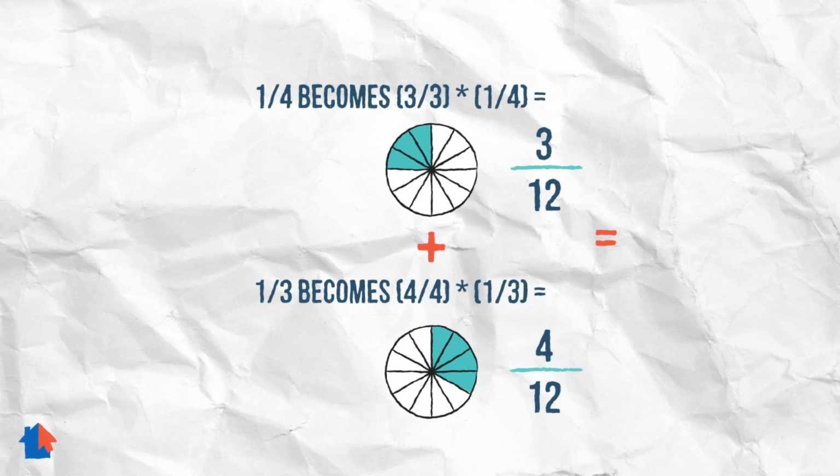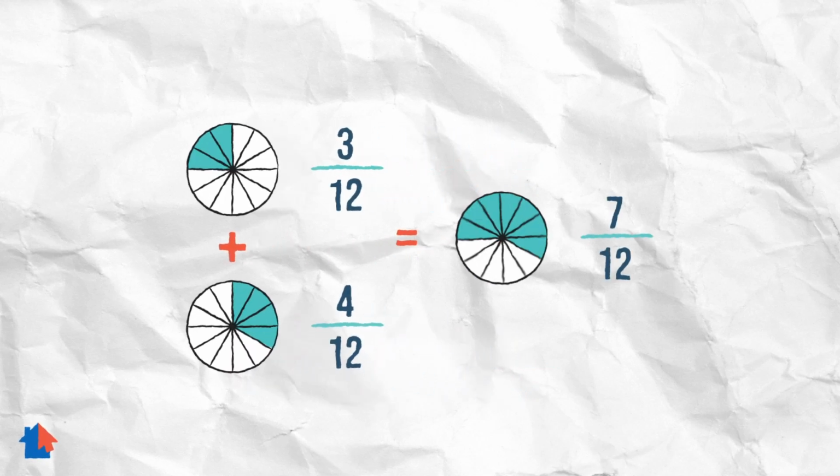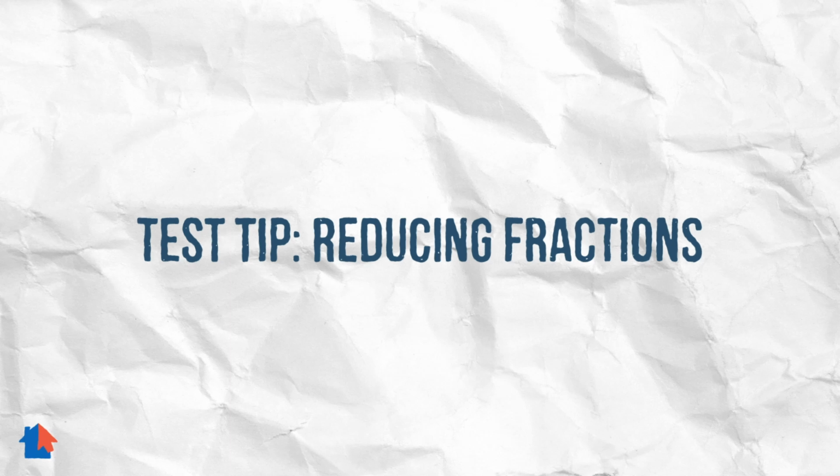However, the amount of green in each circle stays the same. 3/12 and 4/12 are combined into 7/12. The denominator stays the same when you add fractions because the 7 pieces are still out of a total of 12 pieces. Test tip: reducing fractions.